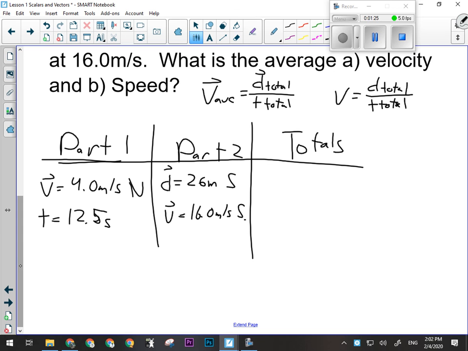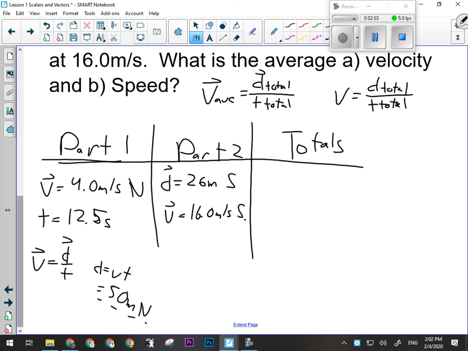Right now I don't have the displacement for part 1 or the time for part 2. So I need to calculate those two things using v equals d over t. I have v and t for part 1, so I can calculate the displacement. The displacement in part 1 will be v times t. 4 times 12.5 is 50 meters north. I think we got that far yesterday when we calculated that displacement. So we got 50 meters north as my displacement in part 1.